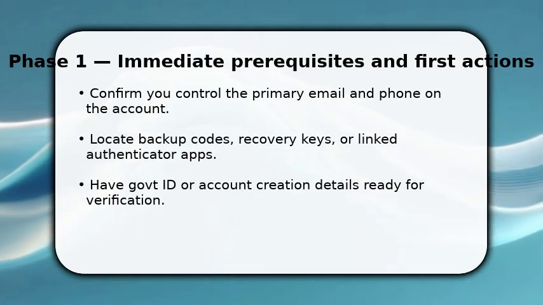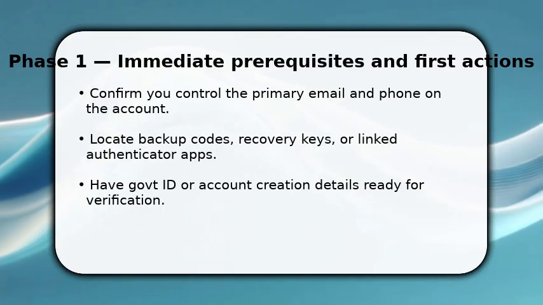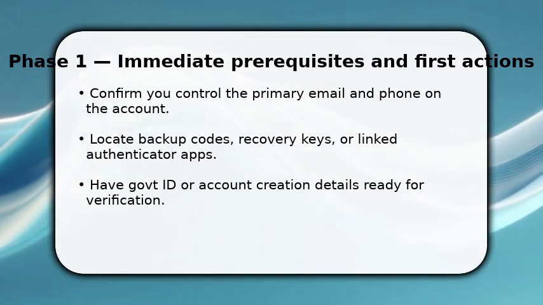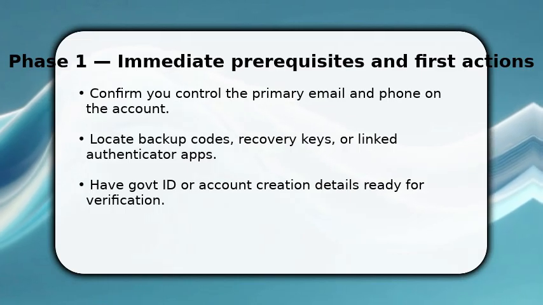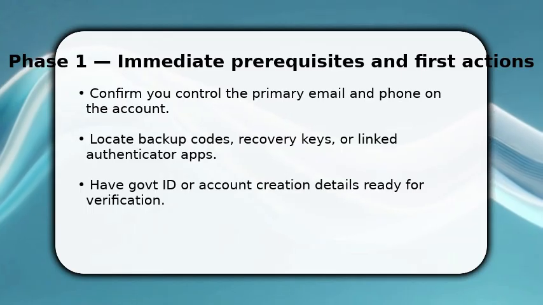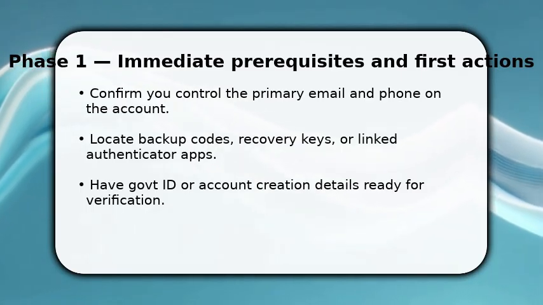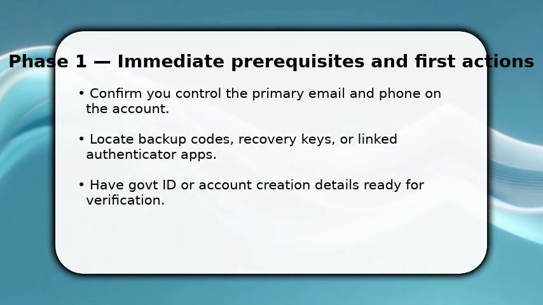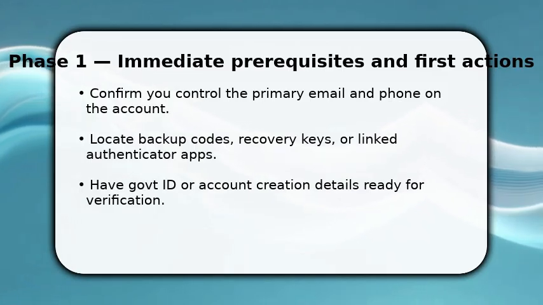You cannot be given instructions to bypass two-factor authentication. Instead, start by gathering recovery assets you legitimately own. Check your inbox and SMS for recovery messages, locate any stored backup codes, and open the Authenticator app you previously registered. If you used a hardware security key, have it available.